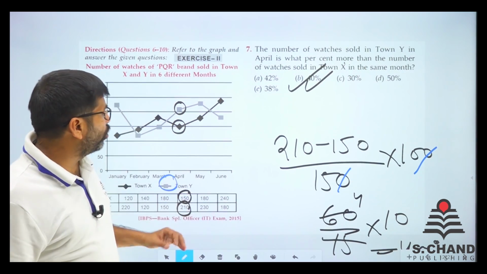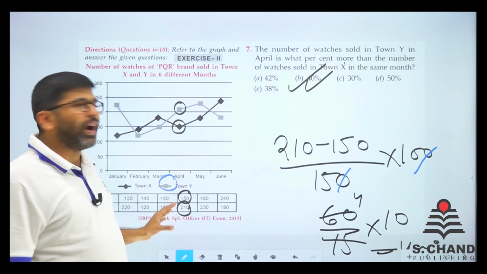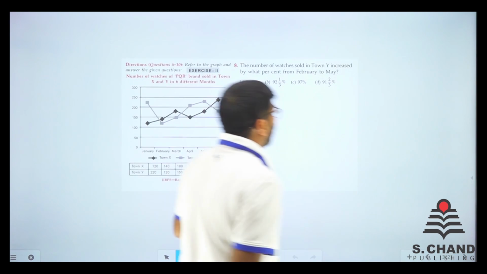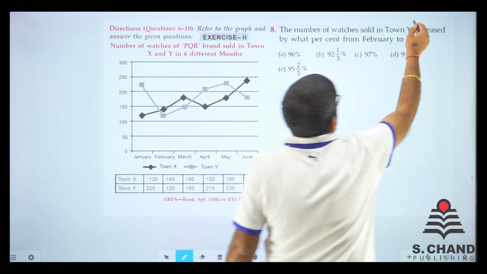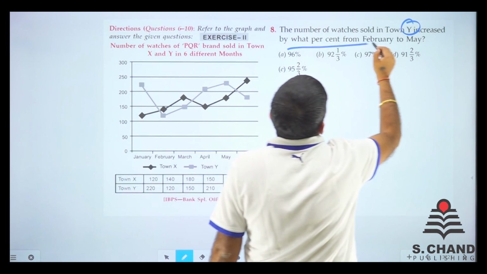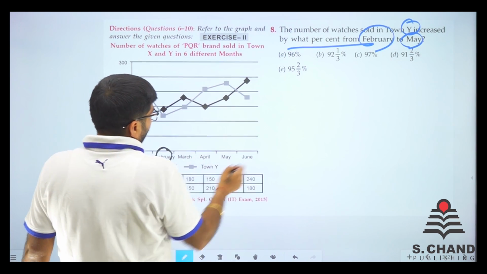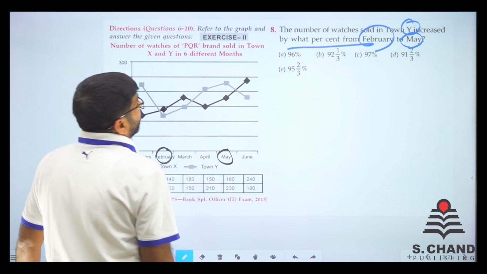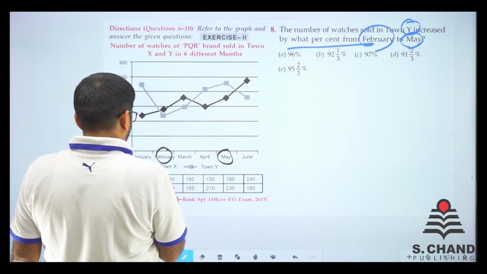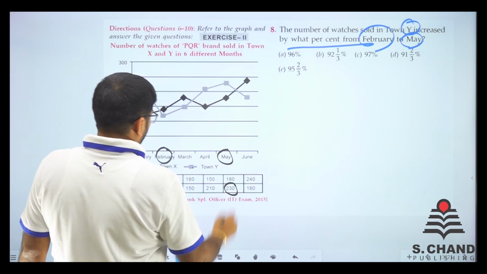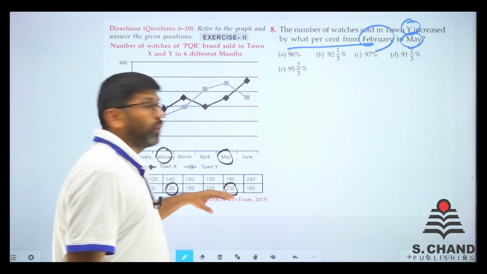So in this manner you need to find out the data which is required. Whatever data is required, just do that. Here we go, move on to question number 8. The number of watches sold in town Y increased by what percent from February to May? This is February, this is May, and the town is Y. What percentage increase is this?